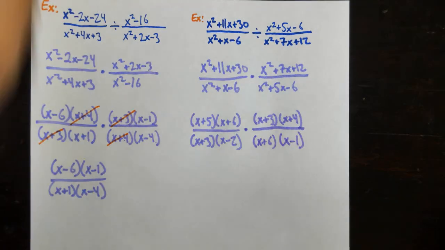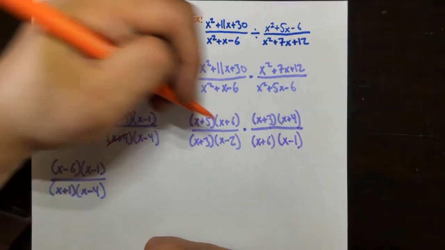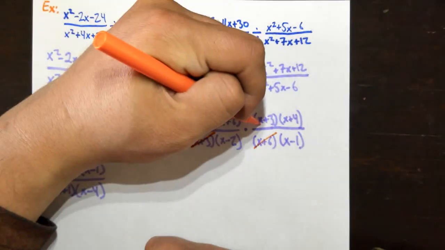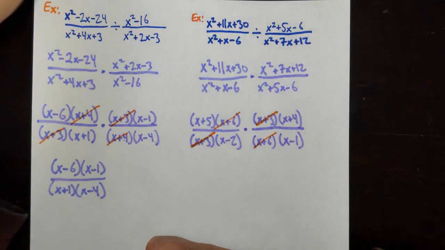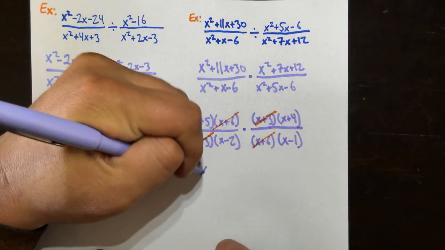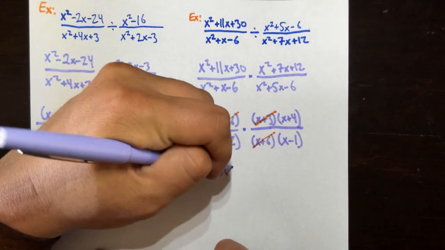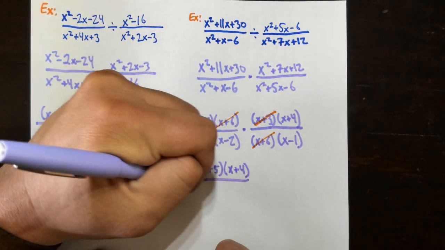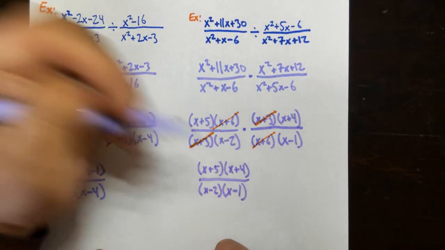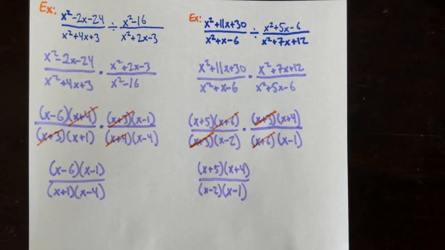And now it's time to cancel factors. So we have an x plus 6 and x plus 6. We have an x plus 3 and an x plus 3. That looks to me that's all that you can cancel. So we're going to have x plus 5 times x plus 4 over x minus 2 times x minus 1. And that is the answer.